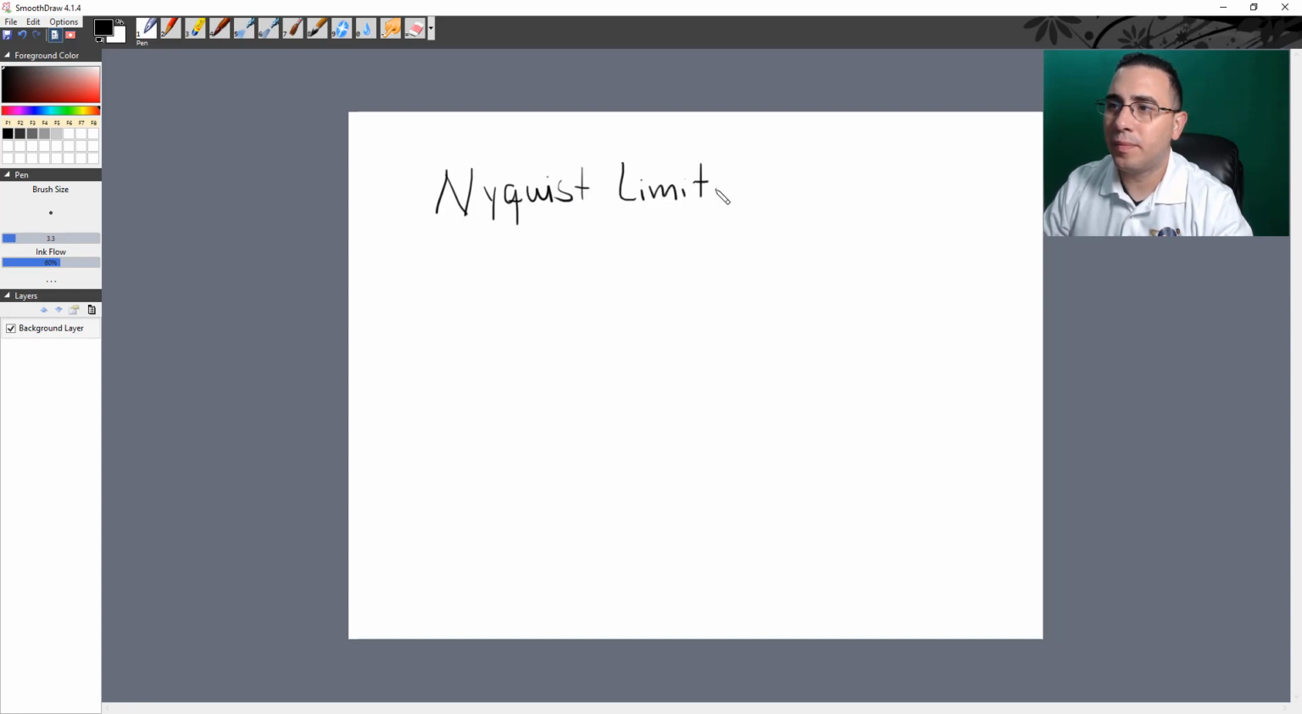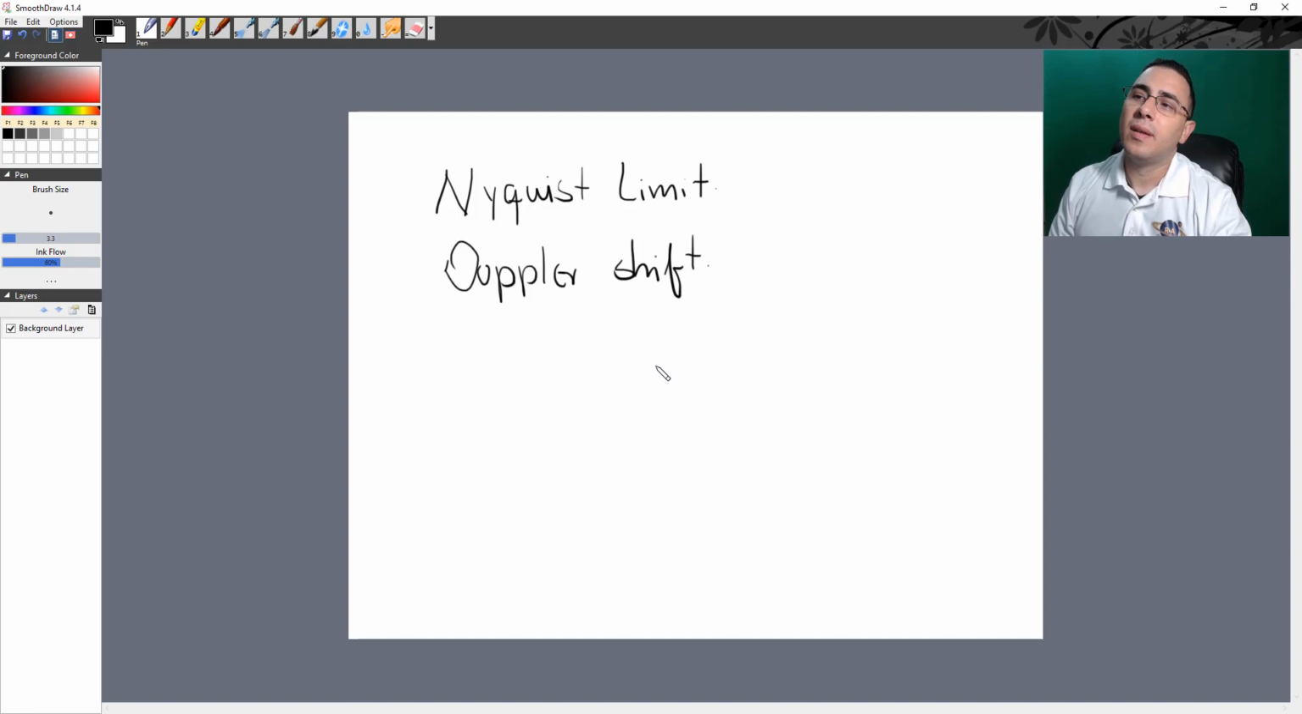Nyquist limit, that's the ceiling. And we have been talking about this waveform, which is what we call the Doppler shift. So the Nyquist limit, how do you get it? It will be the pulse repetition frequency of the Doppler signal divided by 2.